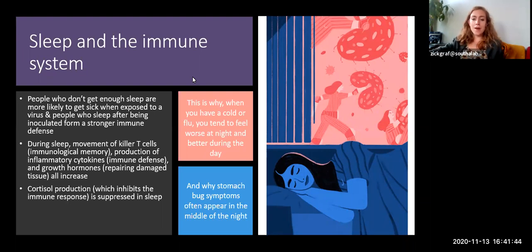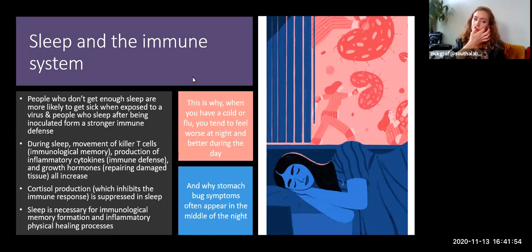This is also why stomach bug symptoms are more likely to appear in the middle of the night, like why people and little kids will wake up throwing up when they felt fine when they went to bed. So basically, in summary, sleep is necessary for immunological memory formation.